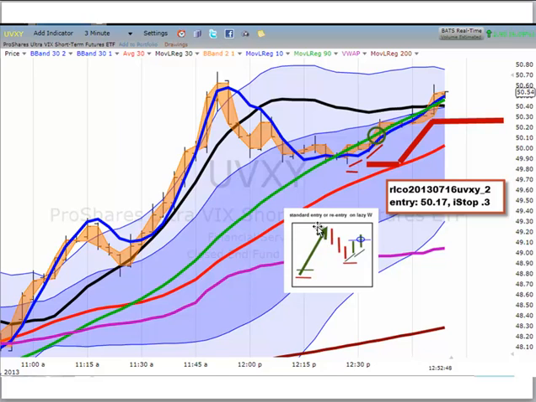A really nice move, an orderly pullback to a swing low with a higher low green candle, and then a second candle with a higher low that takes out this first green candle's high. That's an automatic buy. That's what this one is right here at 50.17.